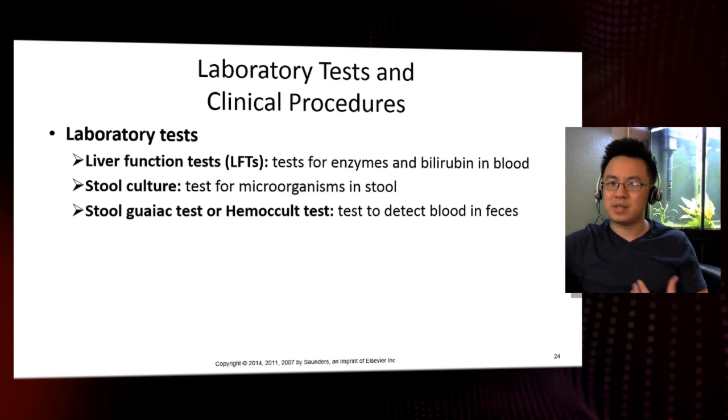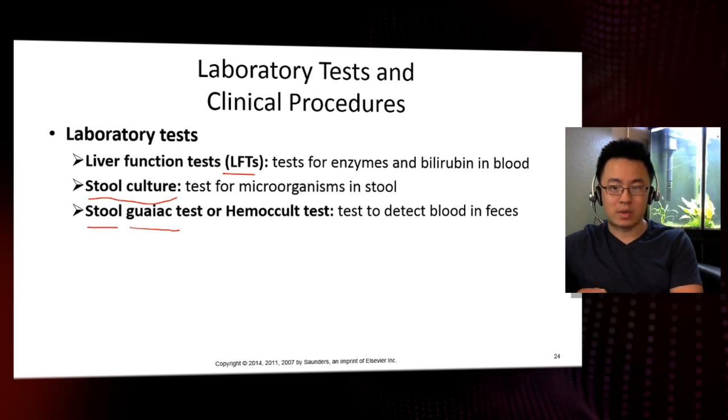Right, some laboratory tests. A lot of times, a healthcare professional needs to be able to assess the condition of whatever organ system they're trying to look at. In this case, we're trying to assess the digestive system. There are many different kinds of lab tests that the professional can use to assess a condition. For example, you have here the liver function tests, or the LFT, which are the tests for enzymes and bilirubin in the blood. You also have here the stool culture, which tests for microbes in the stool. And you also have the stool guaiac test, or the Hemoccult test, which is a test to detect blood in the feces.